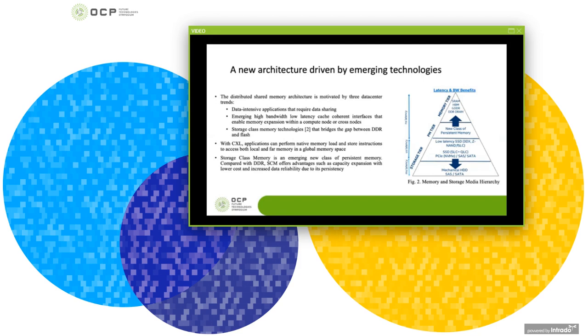So Compute Express Link or CXL is one example of cache coherent interfaces. With CXL, applications can perform native memory load and store instructions to access both local and far memory in a global memory space. The figure on the right is showing memory and storage media hierarchy. So compared with DDR, storage class memories offer advantages such as capacity expansion with lower cost and increased data reliability due to its persistency.